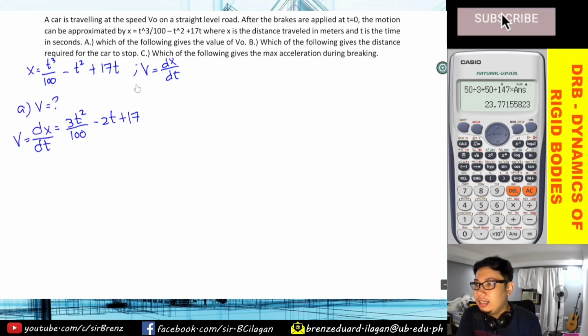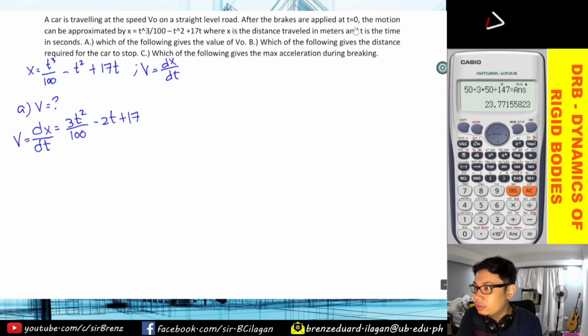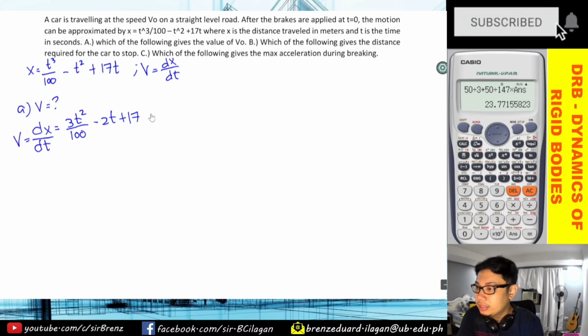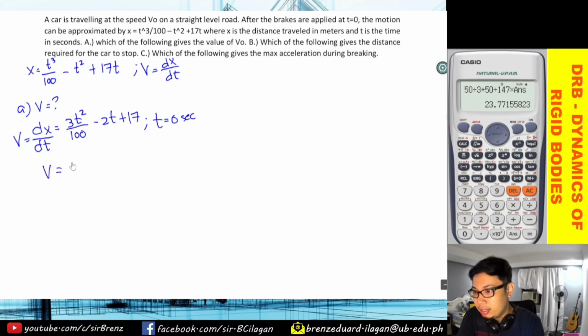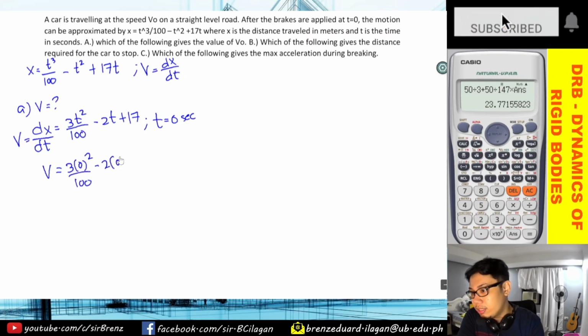So sabi dyan, ano daw yung initial velocity? So kapag initial velocity ka, di ba sabi, after the brakes are applied at time 0, so it is traveling at an initial velocity. Tapos doon sa time na yun, in-apply niya yung brakes niya. So what is the velocity at 0 seconds? So substitute nyo lang dito. So that will be 3 times 0, so this is 0 na. And then minus 2 times 0, so plus 17. So in short, the initial velocity of this car is 17 meter per second.